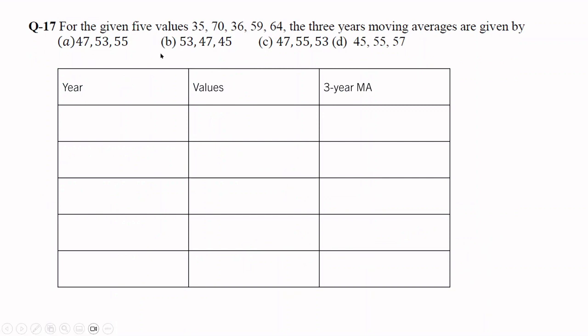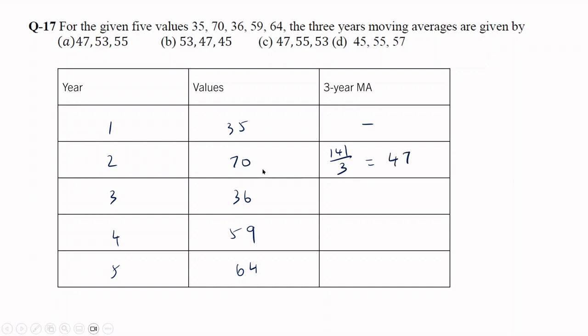Next question, for the given 5 values 35, 70, 36, 59, 64, the 3-year moving averages are given by. So here we have 5 years, 1, 2, 3, 4 and 5. And then the values are given by 35, 70, 36, 59 and 64. The 3-year moving average is calculated as, so for the first year we will not get any value. The first 3-year moving average is the sum of these 3 divided by 3. So 35 plus 70 plus 36, it is 141 divided by 3, which is 47.